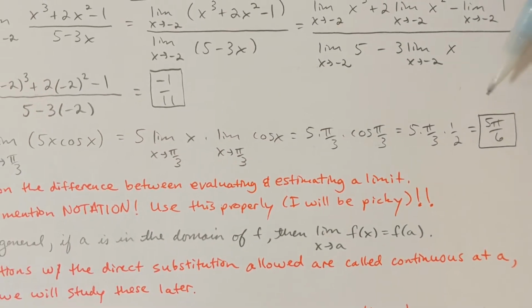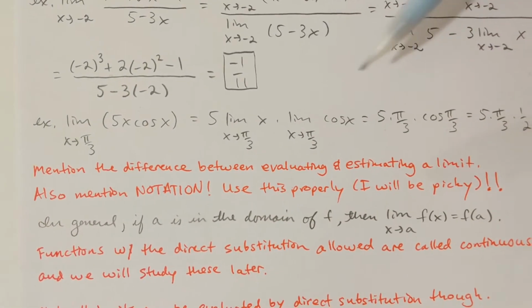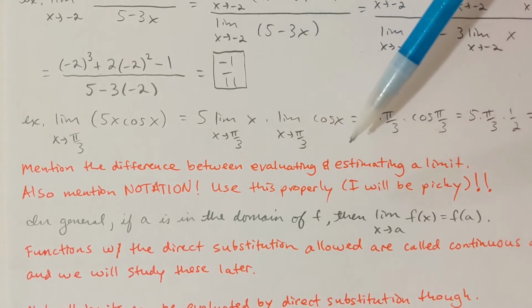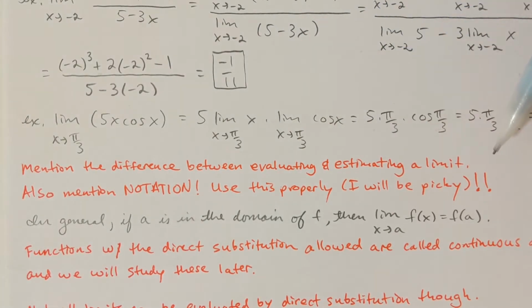Okay, a couple things to mention here. The first thing is the difference between evaluating a limit and estimating a limit. In the previous videos, when we were doing things with limits in a table, we were estimating a limit. I've mentioned several times in those videos that a table is a poor option. I don't want to be guessing my answers. I want to know for sure what the answer is. The limit laws allow me to know for sure what the answer is.